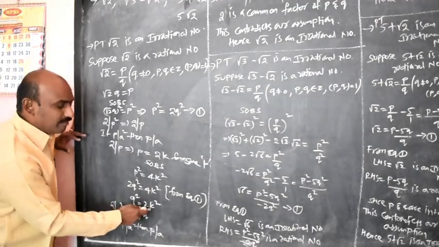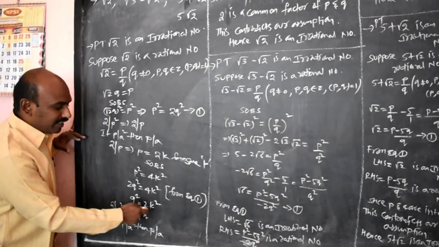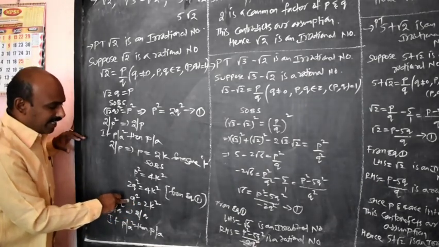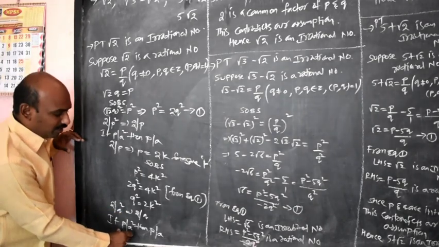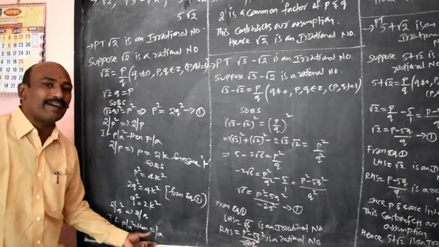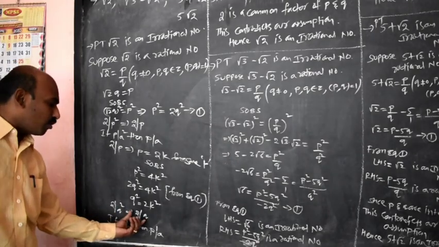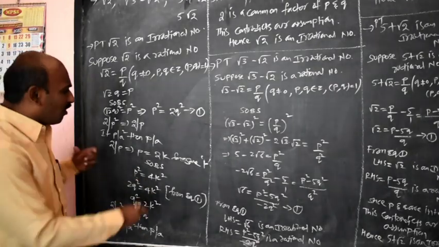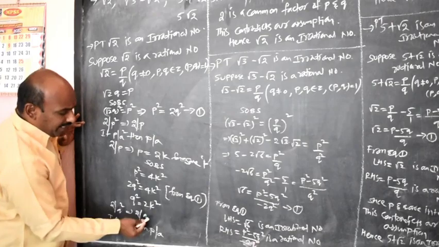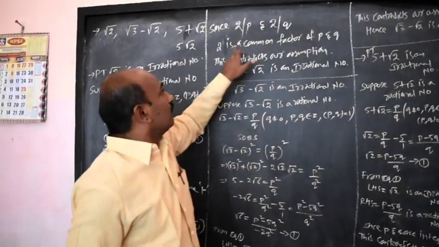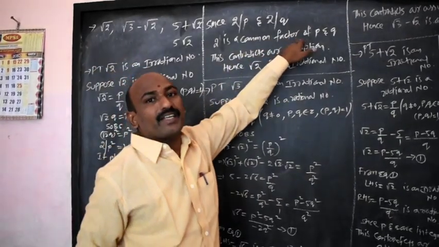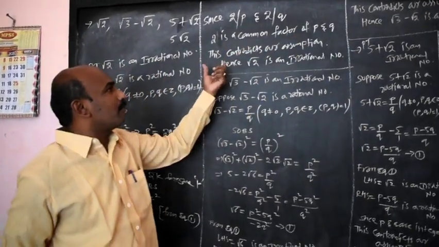This q square again has 2 as a factor. These factors will divide the dividend. 2 divides q square, and again we use the lemma: if p divides a square, then p also divides a. So 2 divides q square means 2 also divides q. We got 2 divides p and 2 divides q. Since 2 divides p and 2 divides q, 2 is a common factor of p and q.